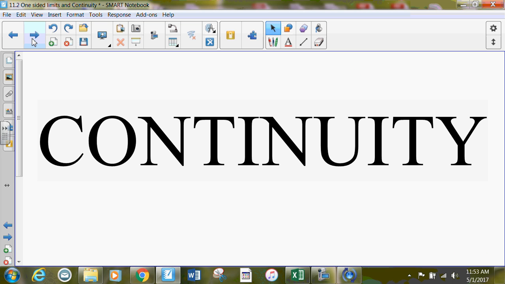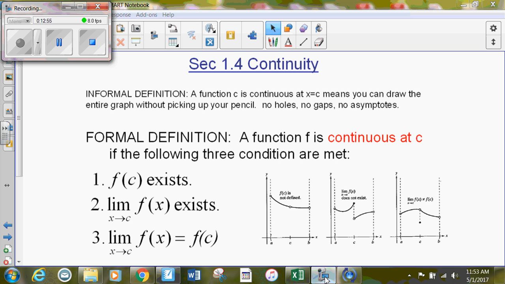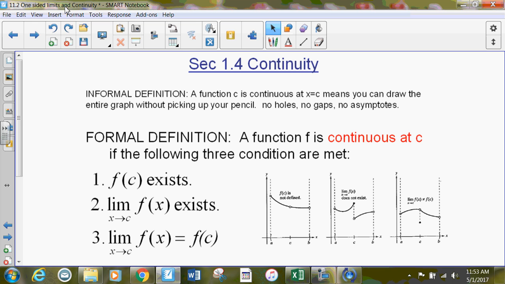But next is continuity. So let me check on the time real quick. All right, we're doing great.